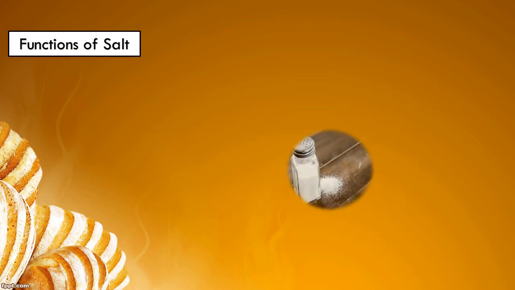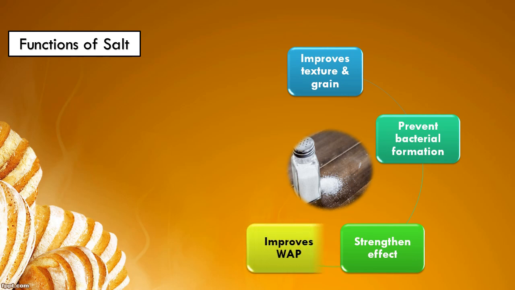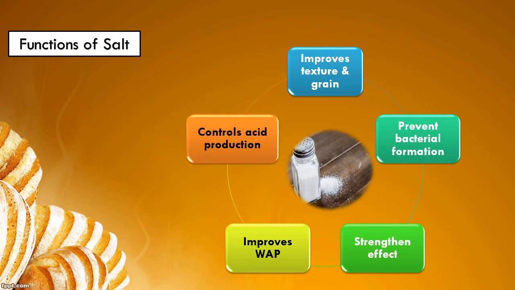It helps to improve the texture and grains. It prevents bacterial formation and strengthens the product. It improves water absorption power, otherwise known as WAP, and also controls acid production.